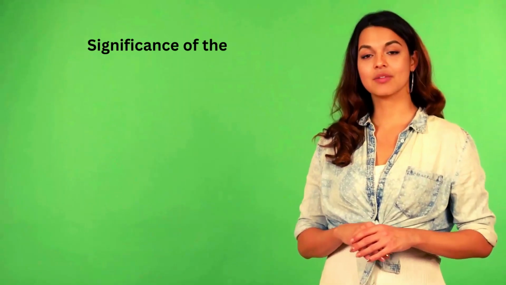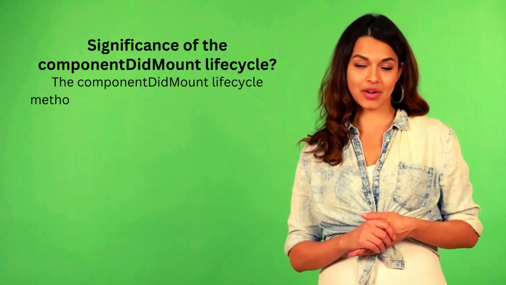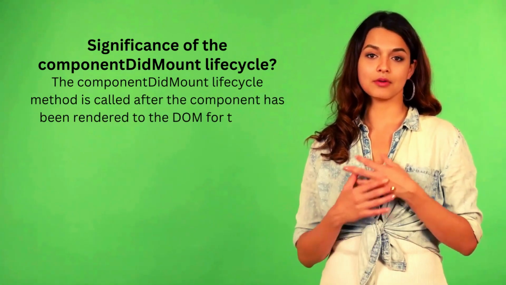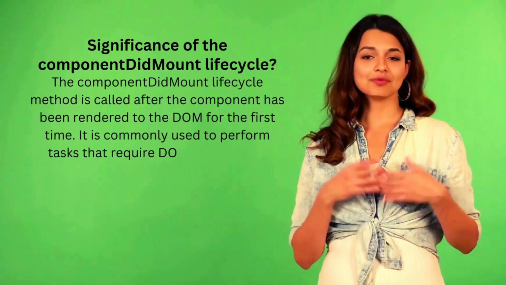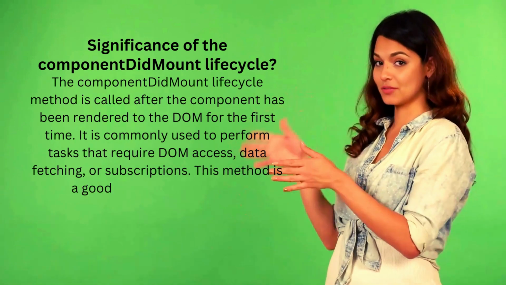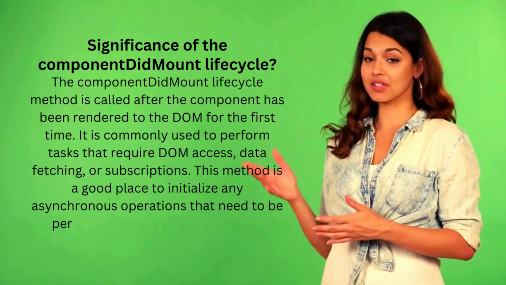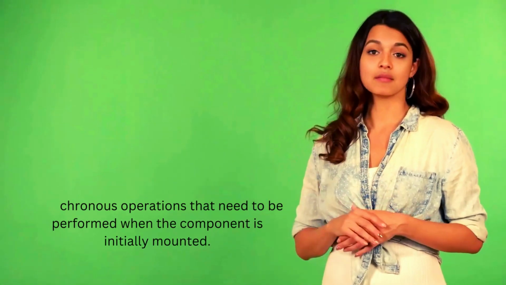What is the significance of the componentDidMount lifecycle method in React? The componentDidMount lifecycle method is called after the component has been rendered to the DOM for the first time. It is commonly used to perform tasks that require DOM access, data fetching, or subscriptions. This method is a good place to initialize any asynchronous operations that need to be performed when the component is initially mounted.